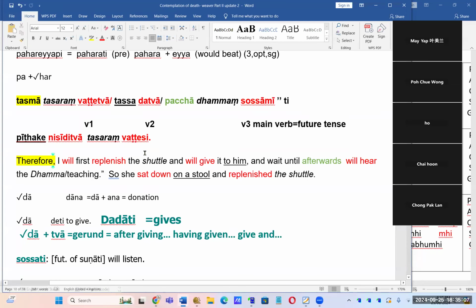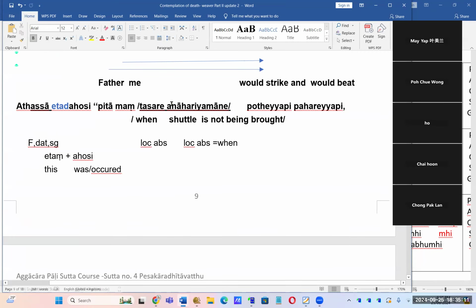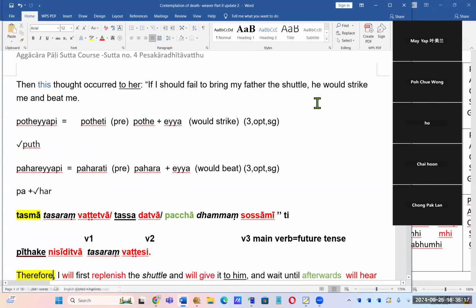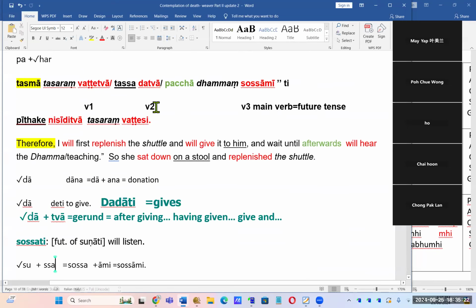Because she thought like that, because she was afraid that if she did not do it, when the shuttle is not brought to the father, he would strike, would beat her. So that's why she said it's better she does her job and listens to the Dhamma later.